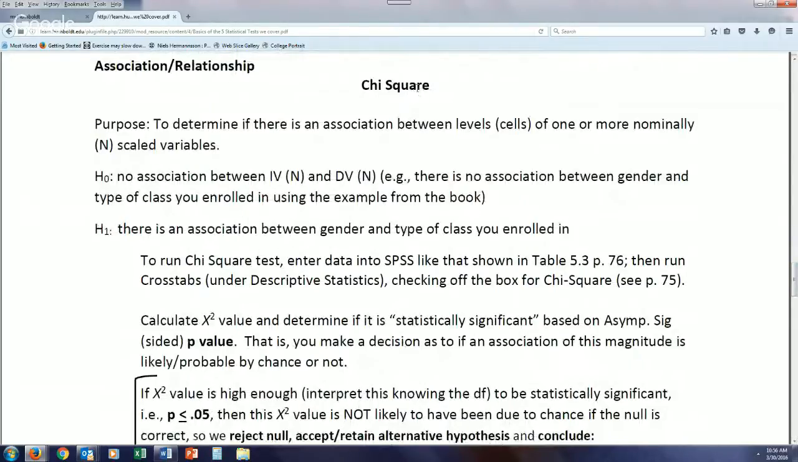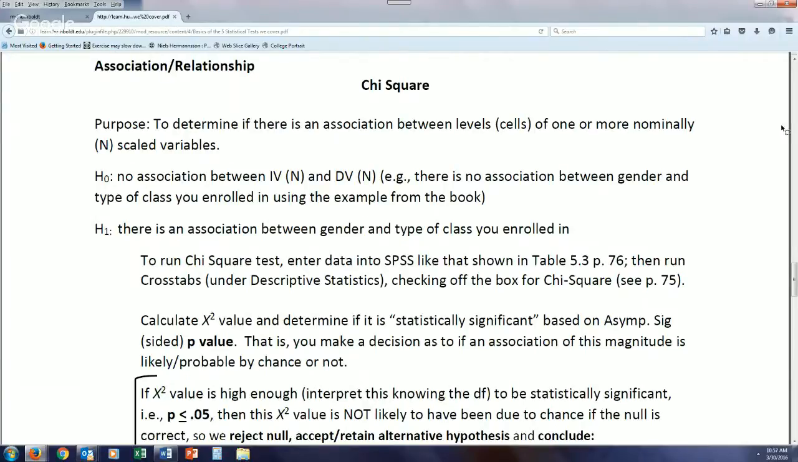We have a couple of instances where we can do statistical tests to show associations or relationships. One of those tests is chi-square. You need to be familiar with the gist of this. I won't make you interpret this, but I do ask that you understand when we would use the chi-square test. The purpose is to determine if there's an association between the levels of one or more nominally scaled variables. For instance, we might have the question, is there an association between gender and the type of class you enroll in, using the example that came from the book?